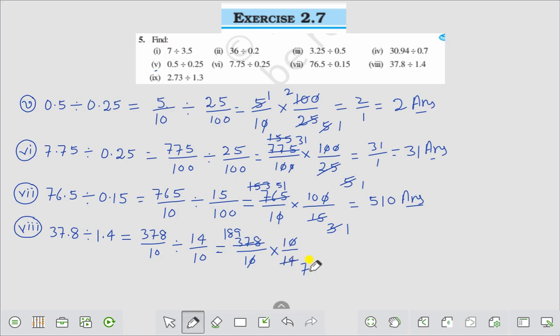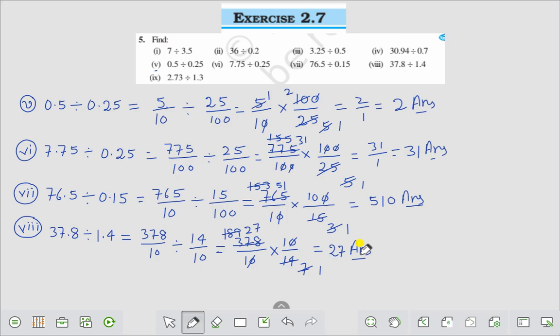Now divide it by 7. 7 1 is 7, 7 2 is 14, 7 7 is 49. Therefore it comes to 27. This is the answer of question number 8.